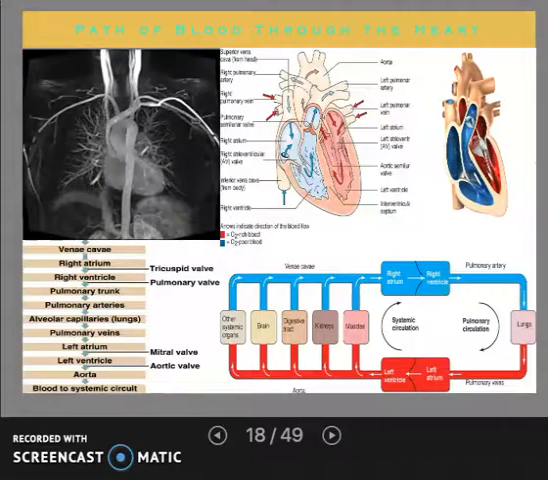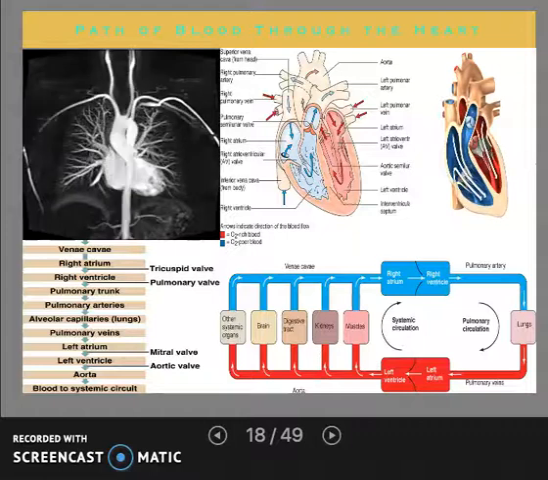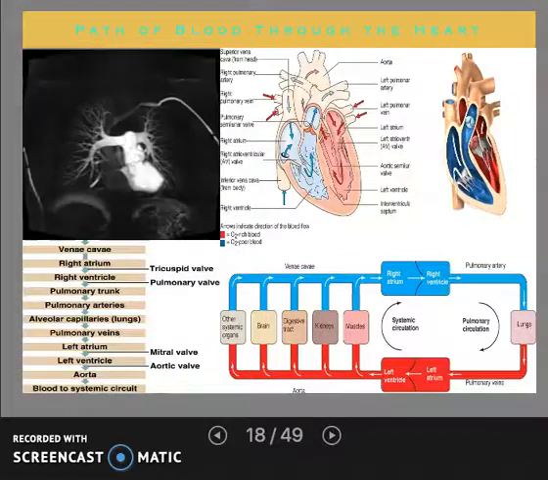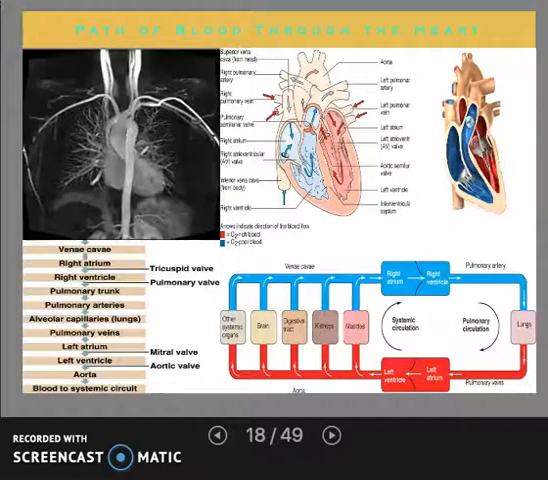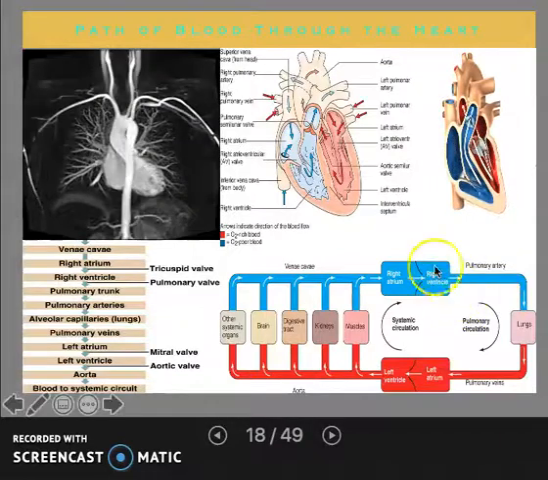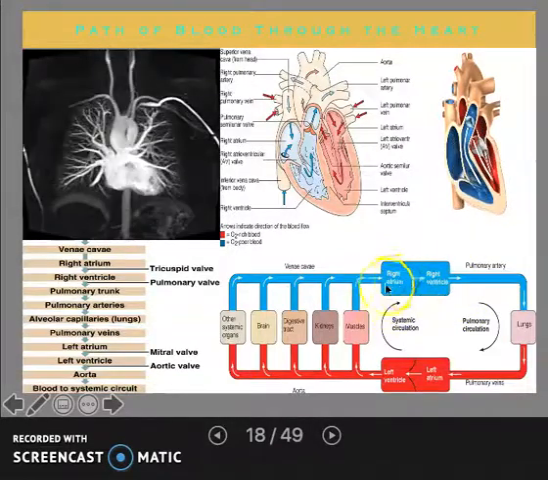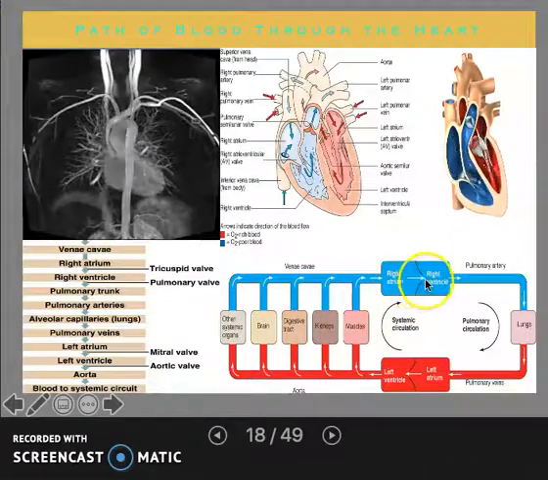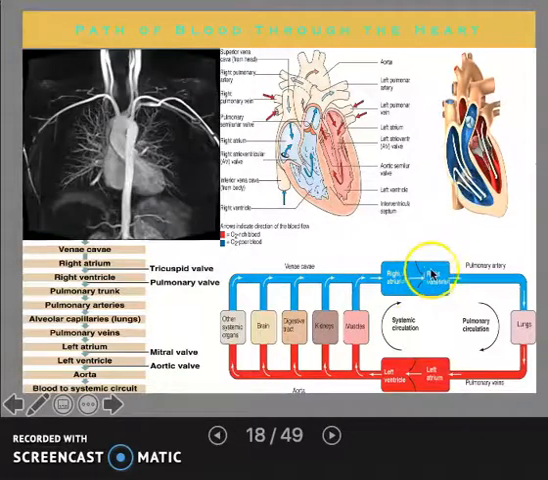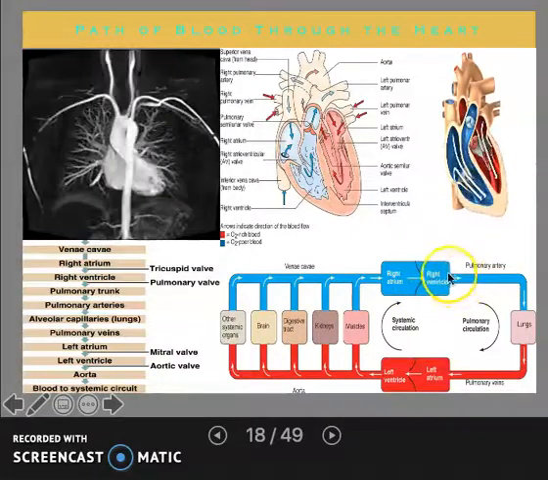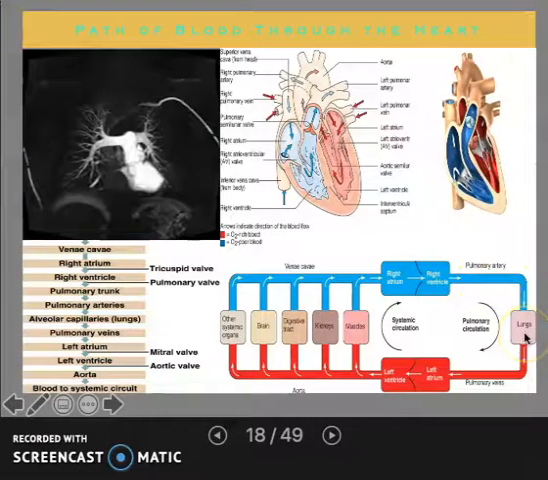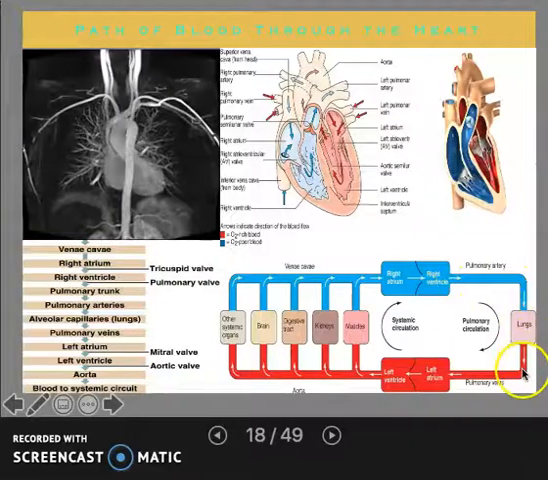So here's a simplified diagram that may help you organize your thoughts around the path of blood through the heart. If we're going to just start here, we've been starting with the right atrium, so why don't we just do that? If I start with the right atrium, I'm going to pass through that atrioventricular valve. On the right, that's the tricuspid valve. The right ventricle passes blood into the pulmonary artery through the pulmonary semilunar valve, and that goes out to the lungs. Blood returns from the lungs through the pulmonary vein.